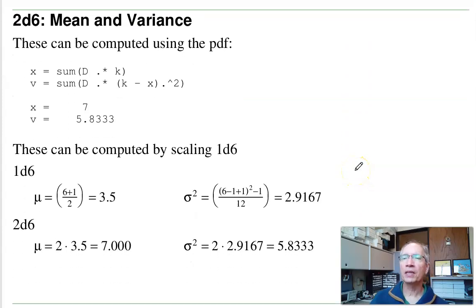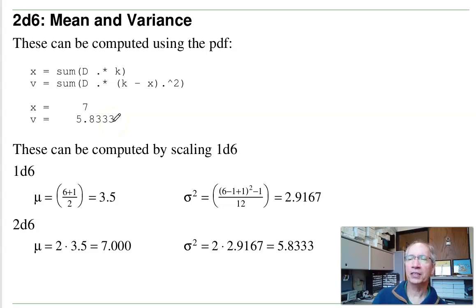Now to calculate the mean and variance of 2d6, there's a couple ways you can do that. One is I can apply the definition. The mean is the average. So here's the numbers 1 through 12 times the probability of numbers 1 through 12. Add it all up, I get 7. The variance is how far is each number from the mean squared times the probability of each number. Add it all up, I get 5.8333. That's the variance. That's one way to do it.